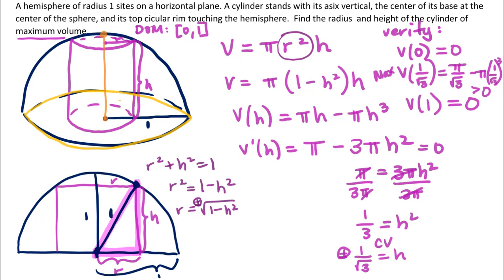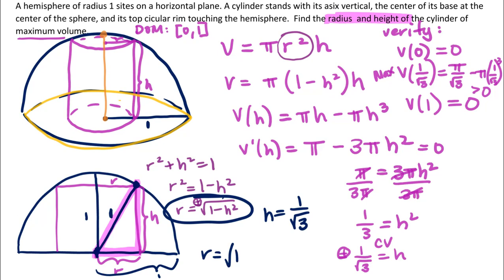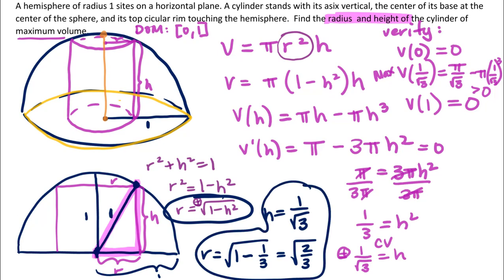Remember when you're done to go back and check what the question asked for. We wanted the radius and the height. So far I've got that the height should be 1 over the square root of 3. If I want the radius, this would probably be the easiest place to go looking for it. The radius is going to be the square root of 1 minus 1 over root 3 squared. When you square 1 over root 3, you just get 1/3. So it looks like the radius should be the square root of 2/3. So these are the dimensions that will give me the largest possible cylinder.